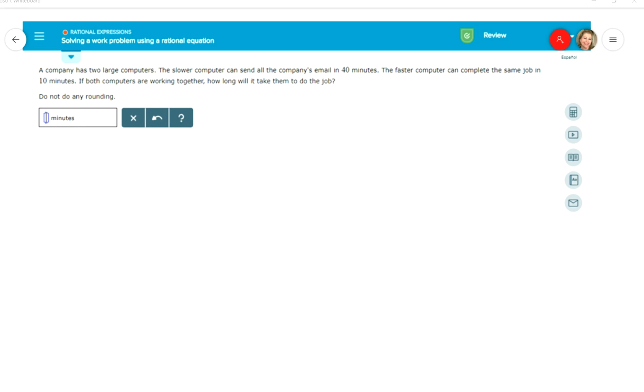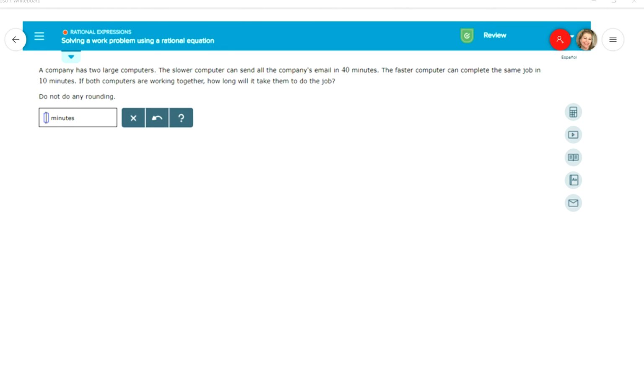This is a rate of work problem. The way this works is you have to break it down by how fast they can work per unit, and this one's talking about minutes. You have a company with two computers. The slower company can send all the emails in 40 minutes.